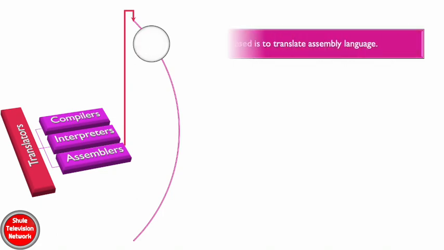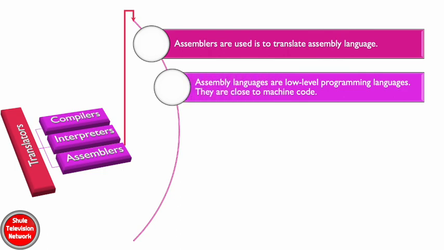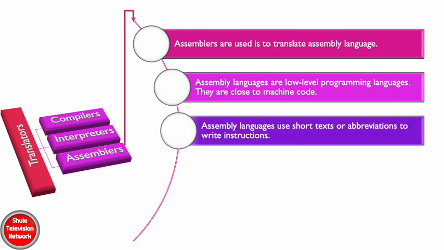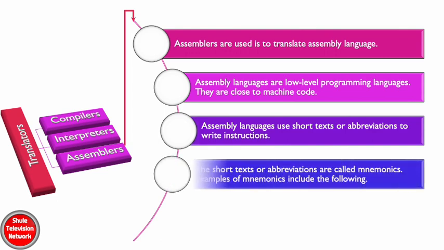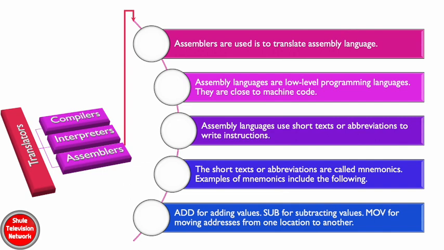Assemblers are used to translate assembly language. Assembly languages are low-level programming languages. They are close to machine code. Assembly languages use short texts, or abbreviations to write instructions. The short texts or abbreviations are called mnemonics. Examples of mnemonics include the following: add, for adding values; sub, for subtracting values; mov, for moving addresses from one location to another.